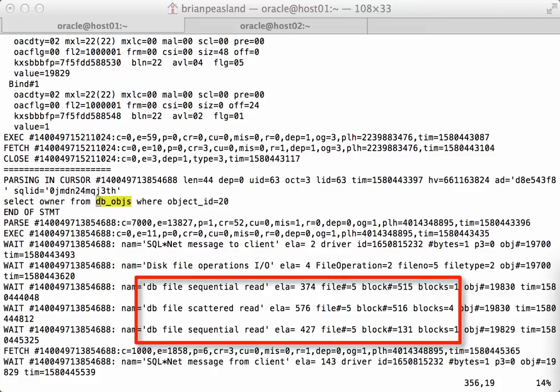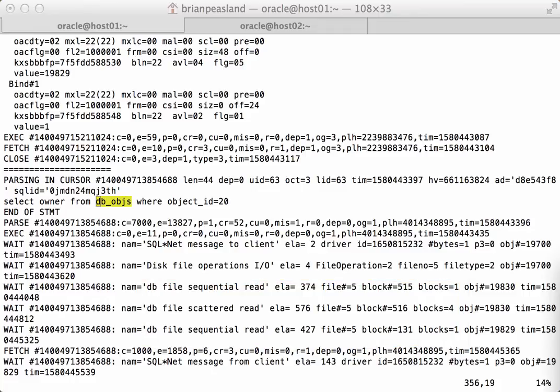This is 3 different read requests that read into the buffer cache 6 different blocks total, all to satisfy this one SQL statement. Now remember, this was host 01. The instance had just come up. These blocks were not in the buffer cache, so they had to be read from disk. The wait events showed us here in the trace file that these were in fact physical reads from disk.